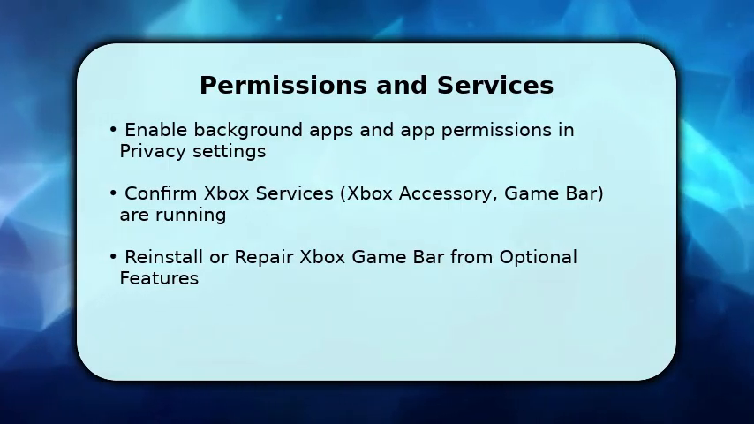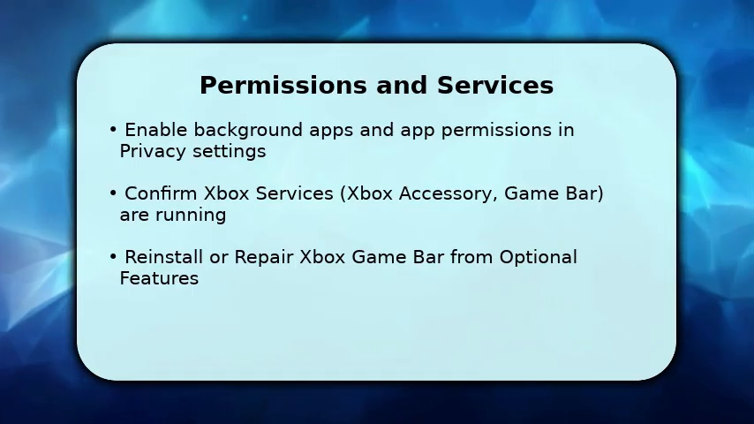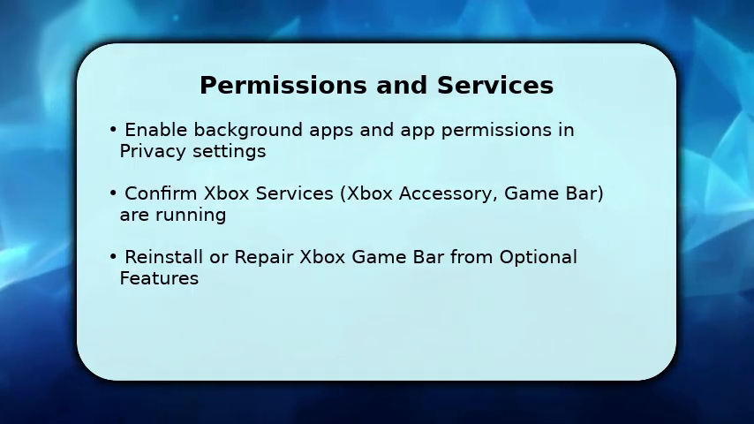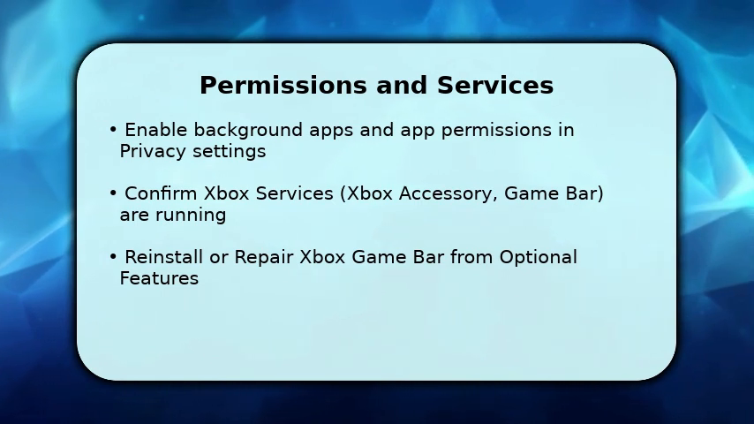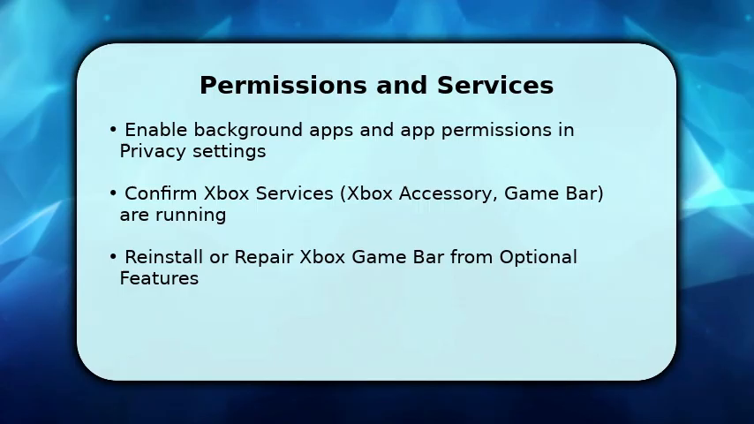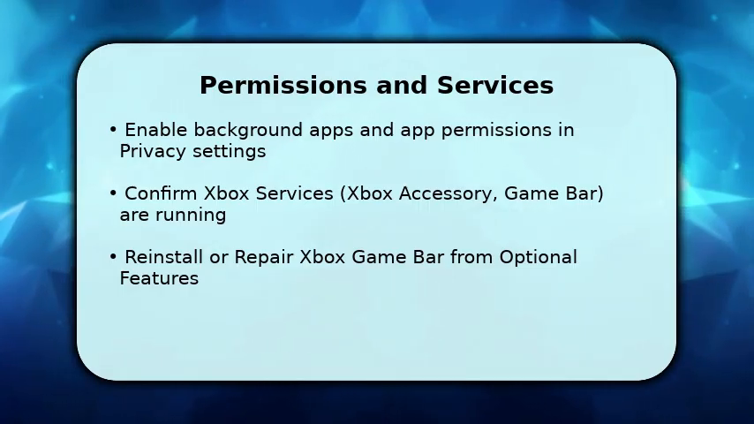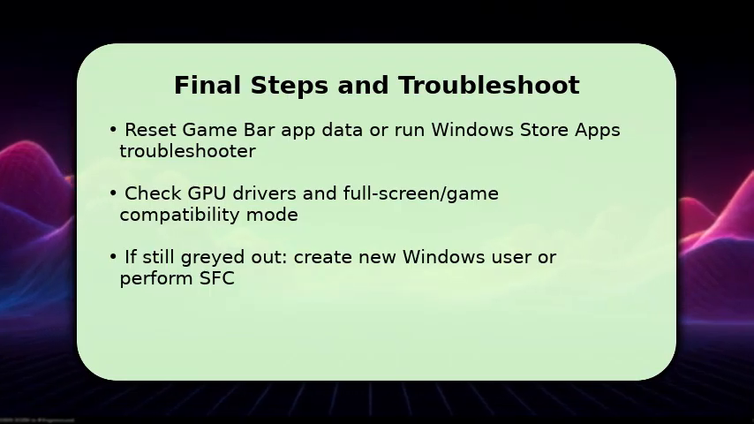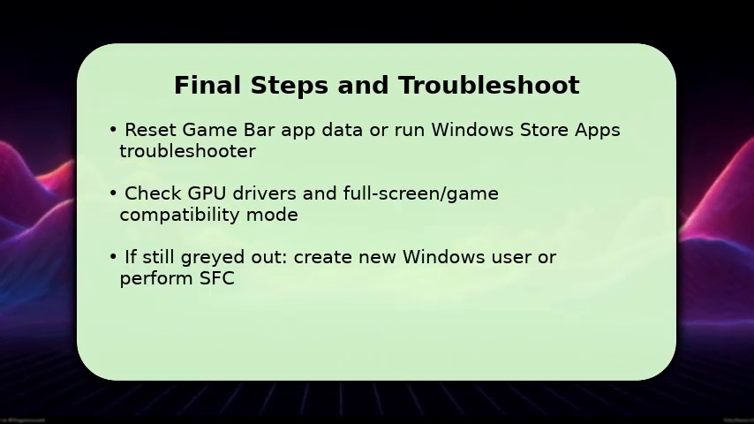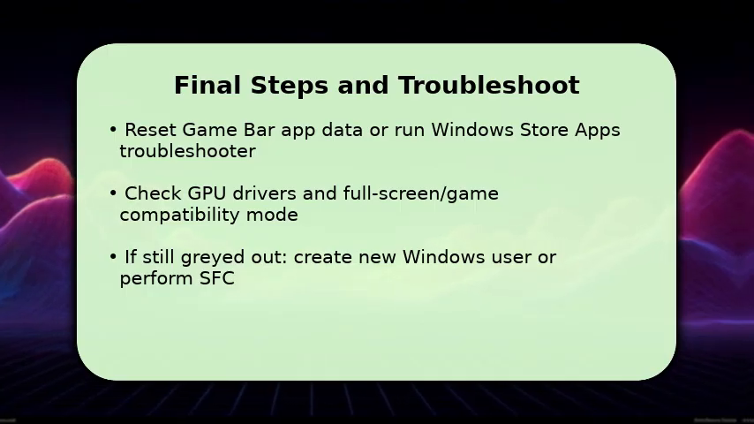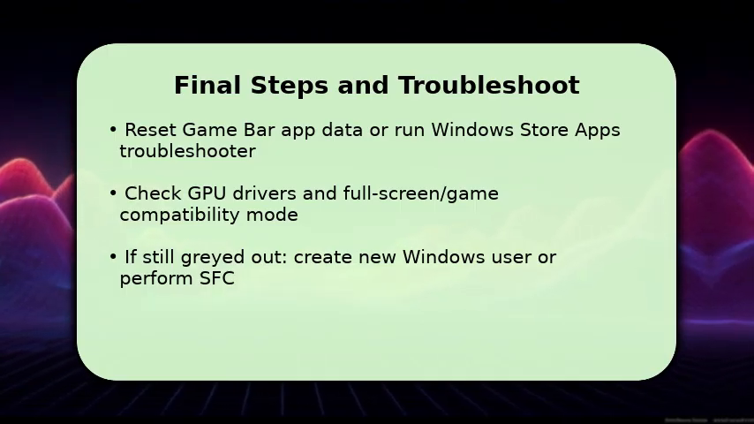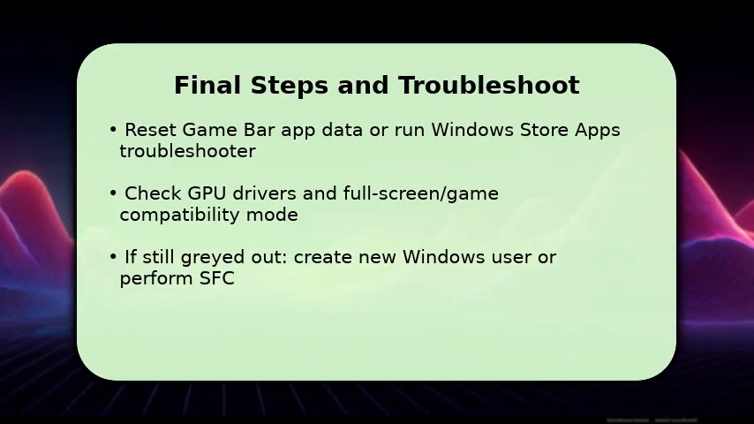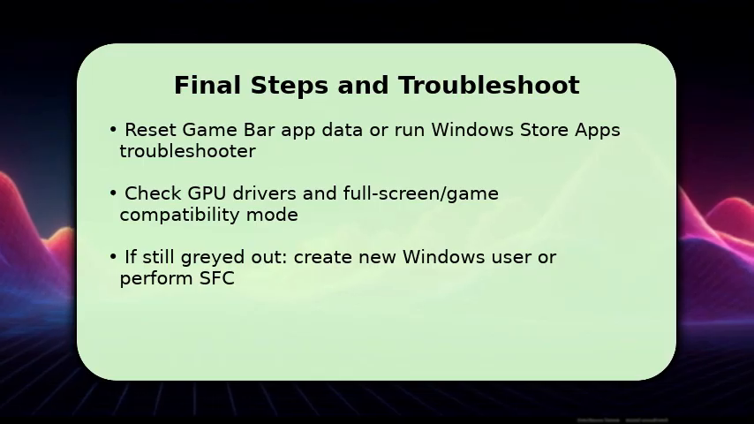Once services are healthy, go to Settings, Apps, Optional Features, find Xbox Game Bar, and choose Repair or Uninstall, then reinstall. This refreshes the package identity and often clears residual issues and validates system integrity. Reset the Xbox Game Bar app under Settings, Apps to remove corrupted data, or run the Windows Store Apps Troubleshooter to auto-fix registration problems. Make sure your GPU drivers are current and that the game isn't forcing exclusive full-screen mode, which disables overlays. Switch to borderless windowed if needed.